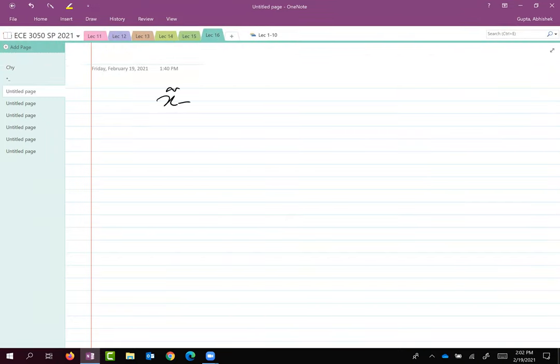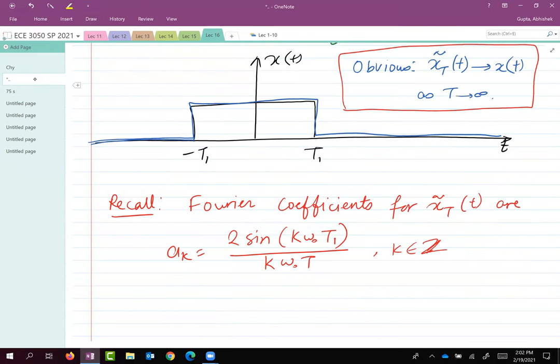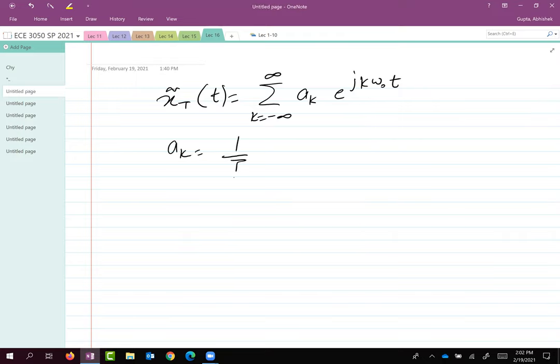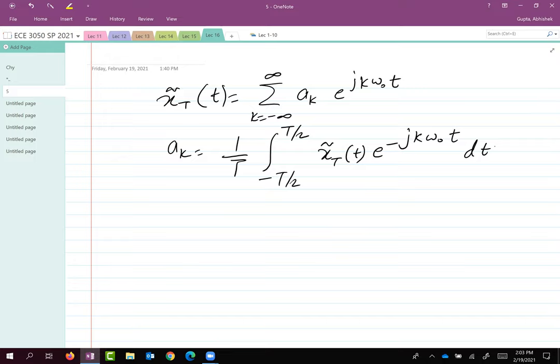So what do I know? I know that x tilde... I'm sorry, could you go back to that slide? I almost finished copying it. Yeah, of course. Thank you. Sure. So here is what x tilde t looks like. This is the summation of ak e raised to jk omega naught t. And ak is given by this; this is my synthesis equation and analysis equation.